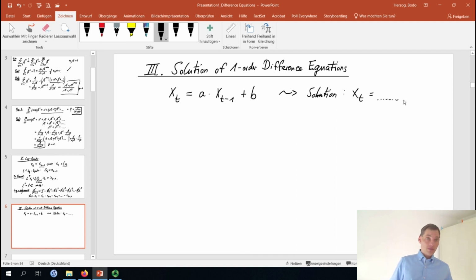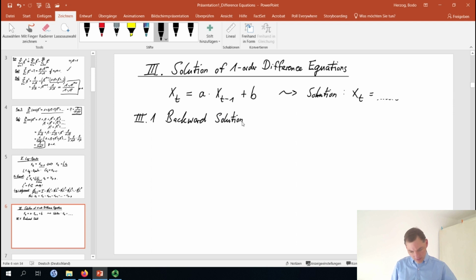There are different methods, and the first one I will discuss here with you, in subsection 3.1, is the so-called backward solution. We differentiate, as you can imagine, between backward and forward solution. So let me first do the backward solution. What is this about? Let's call this my equation 1.